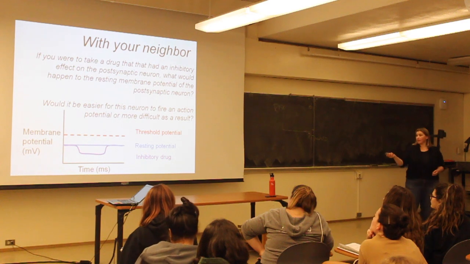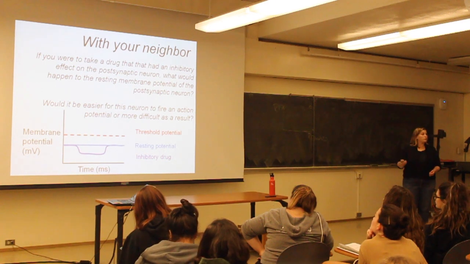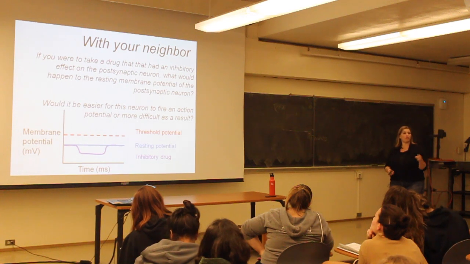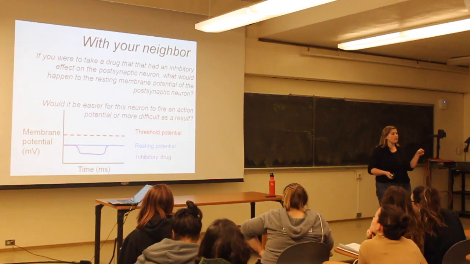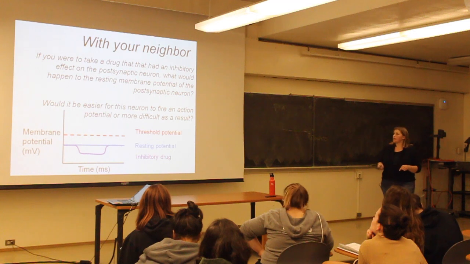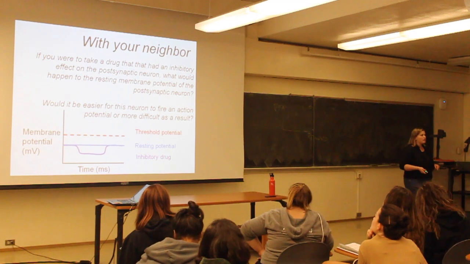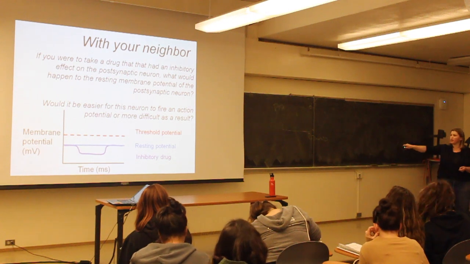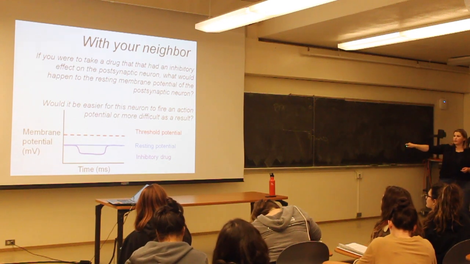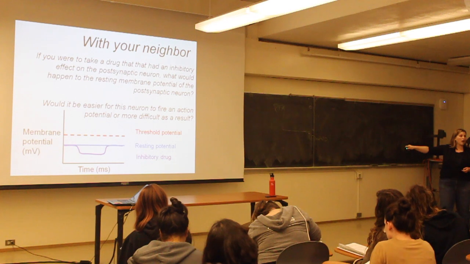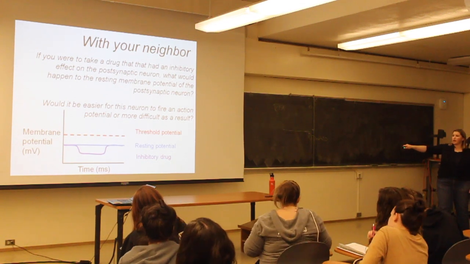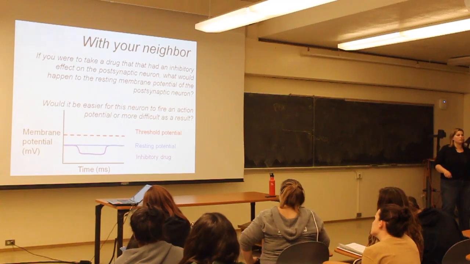Now, if we have to get to the threshold to fire an action potential, which is the way we get information around our body, our nervous system, is it going to be easier or harder for that neuron to actually fire an action potential? It's going to be harder, because before, we only had to go this distance. We only had to get a little bit more positive to fire an action potential. But now we have to go from here all the way up to here to get to the threshold.